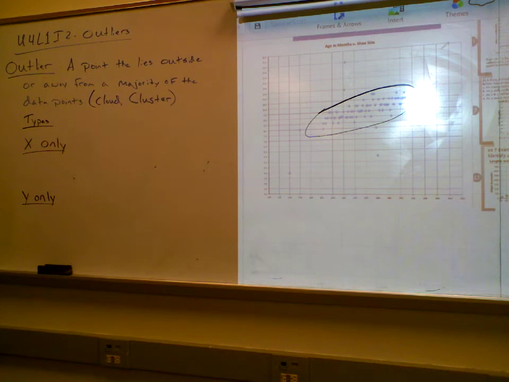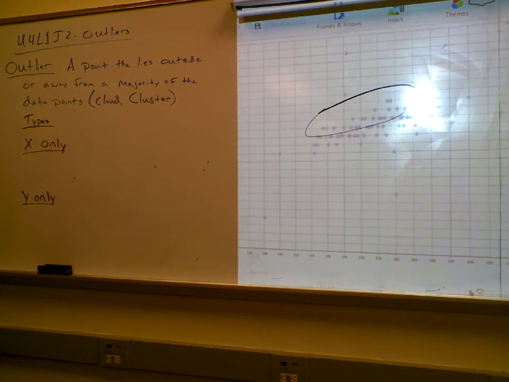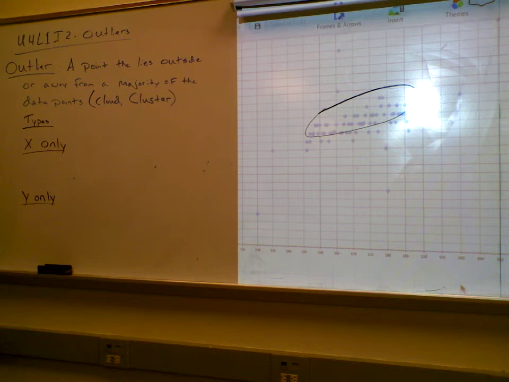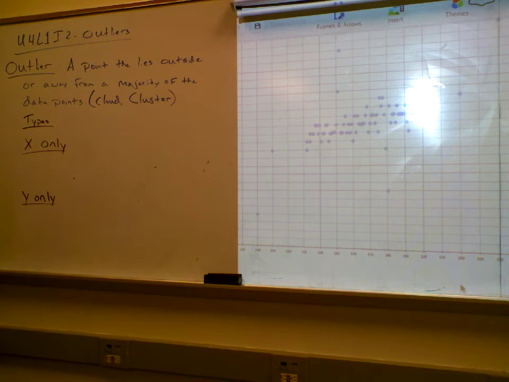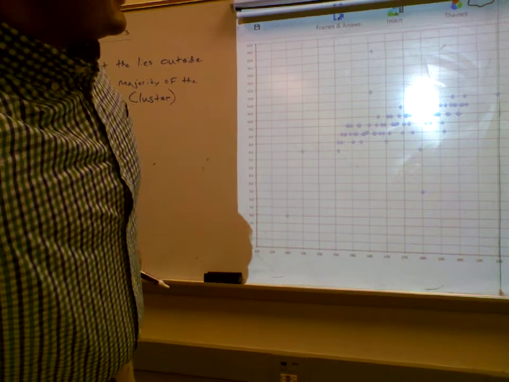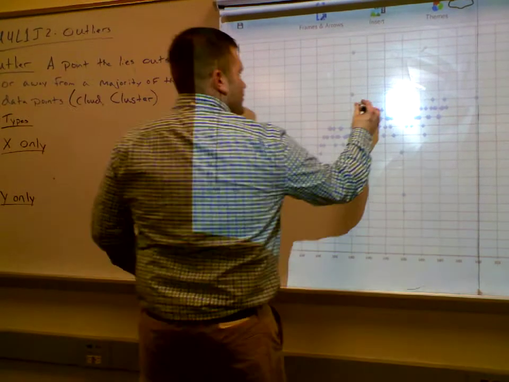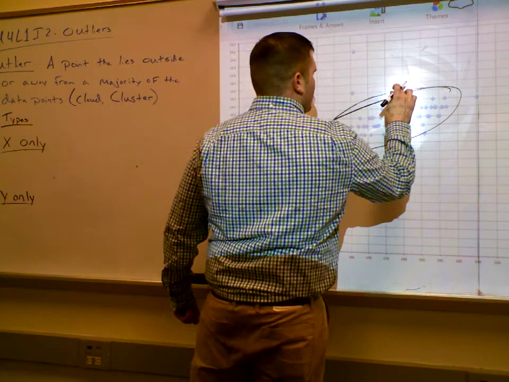Okay. Let's talk about X only first. An X only outlier. Looking at our graph, I think I want to zoom in just a little bit. Alright, so there's all the points. I know we lost the axes. Let me pull that back on. So there's our axes. We have all the points. Okay, I'll redraw my cloud. I zoomed in, so my points don't fit inside my cloud anymore.